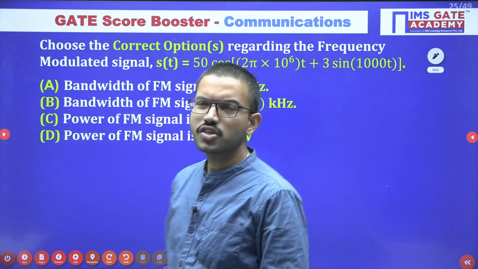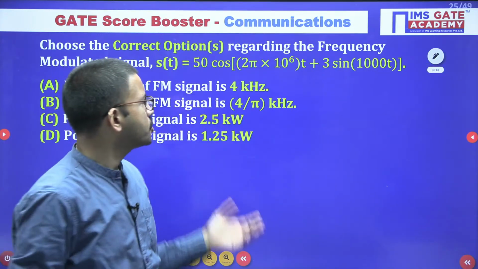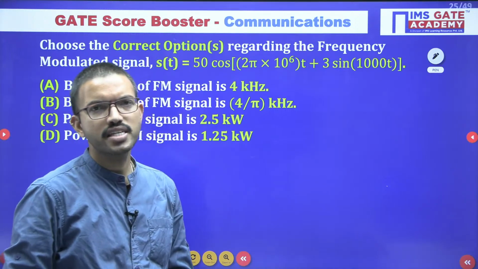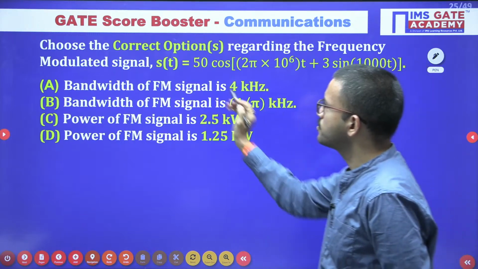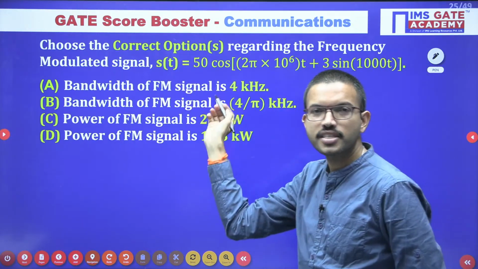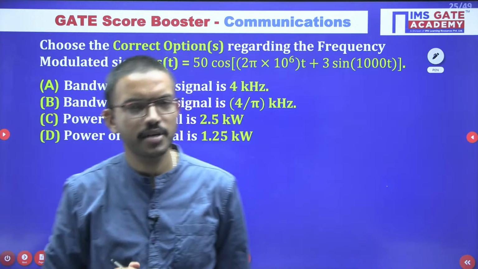So up to now, we have solved the questions regarding the first chapter. Now we are going to start the questions regarding the second chapter, that is angle modulation. In this question, here also if you observe, choose the correct option or options. So that means once again you are getting MSQ.